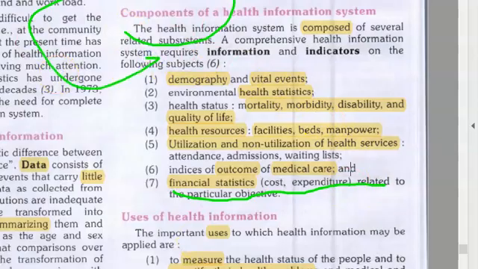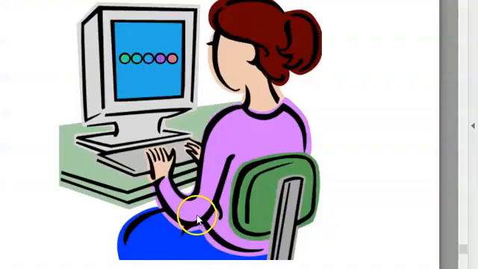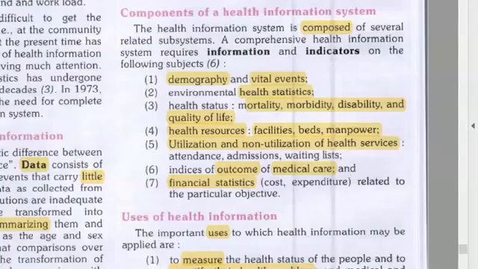Now when they ask you components, really it won't flash in your mind. What are components of health information system? Demography, vital events, admission rates, mortality, morbidity, hospital resources, how many we have, utilizing, is it happening, the outcome of a medical care, what are the costs. It's slightly difficult to remember this.